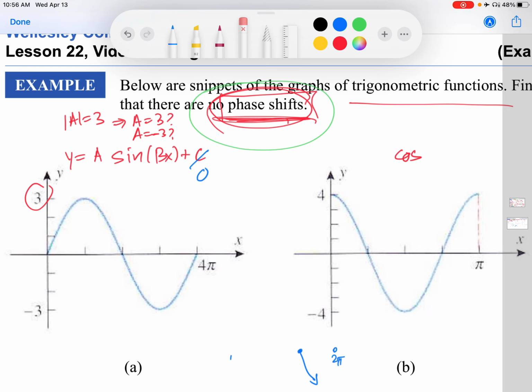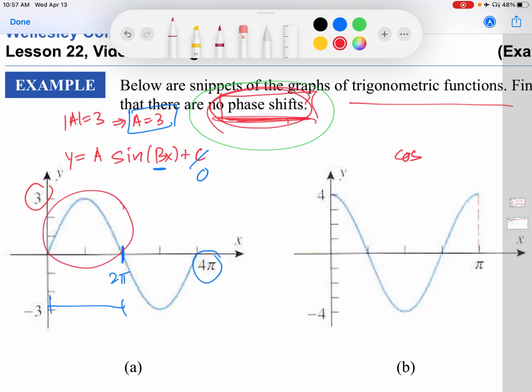So now we pin down 2 of the 3 parameters we need. So a equals 3 over here. I'm going to box that in blue. Awesome. And then now we just need to figure out the b. Remember from the previous video that b was the angular frequency, right? How many cycles there are in an interval of length 2 pi. Okay, so we're told here that this is 4 pi, which means that this one is 2 pi. And how many cycles are there in an interval of length 2 pi then? There is literally half of a cycle, right?